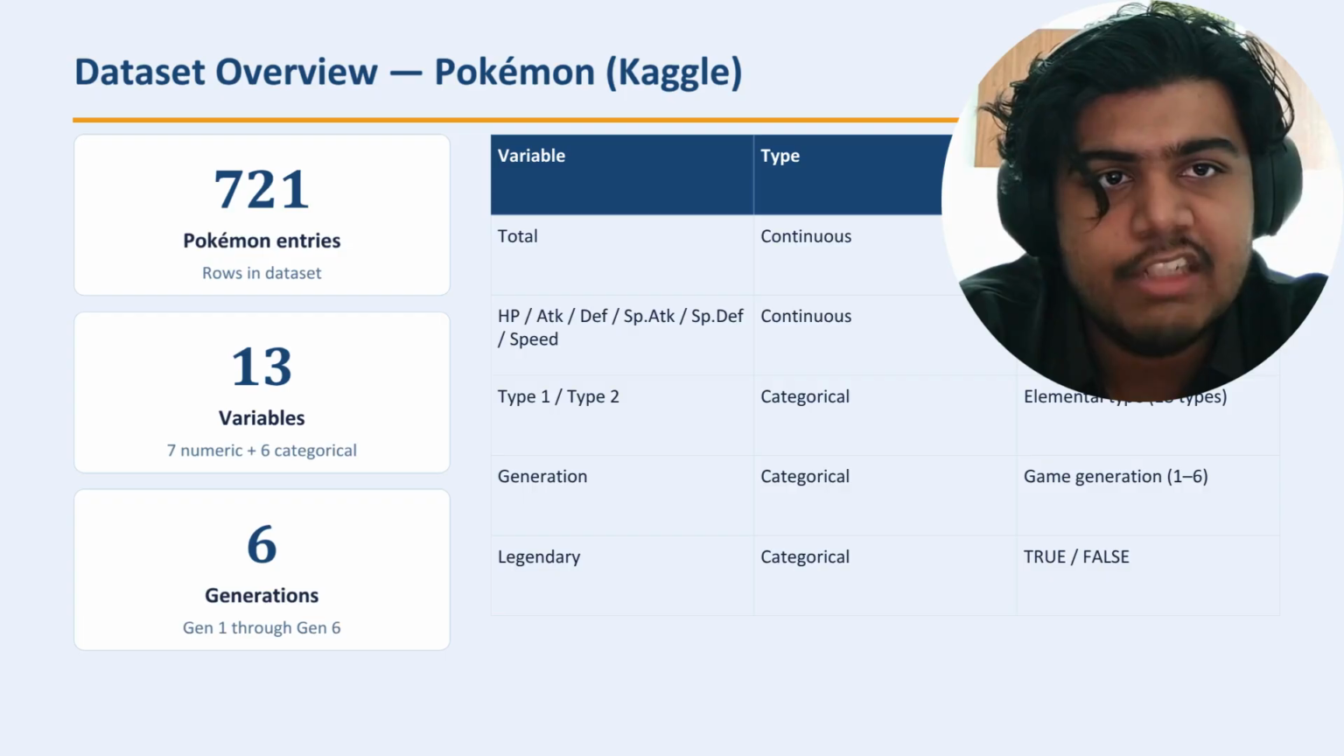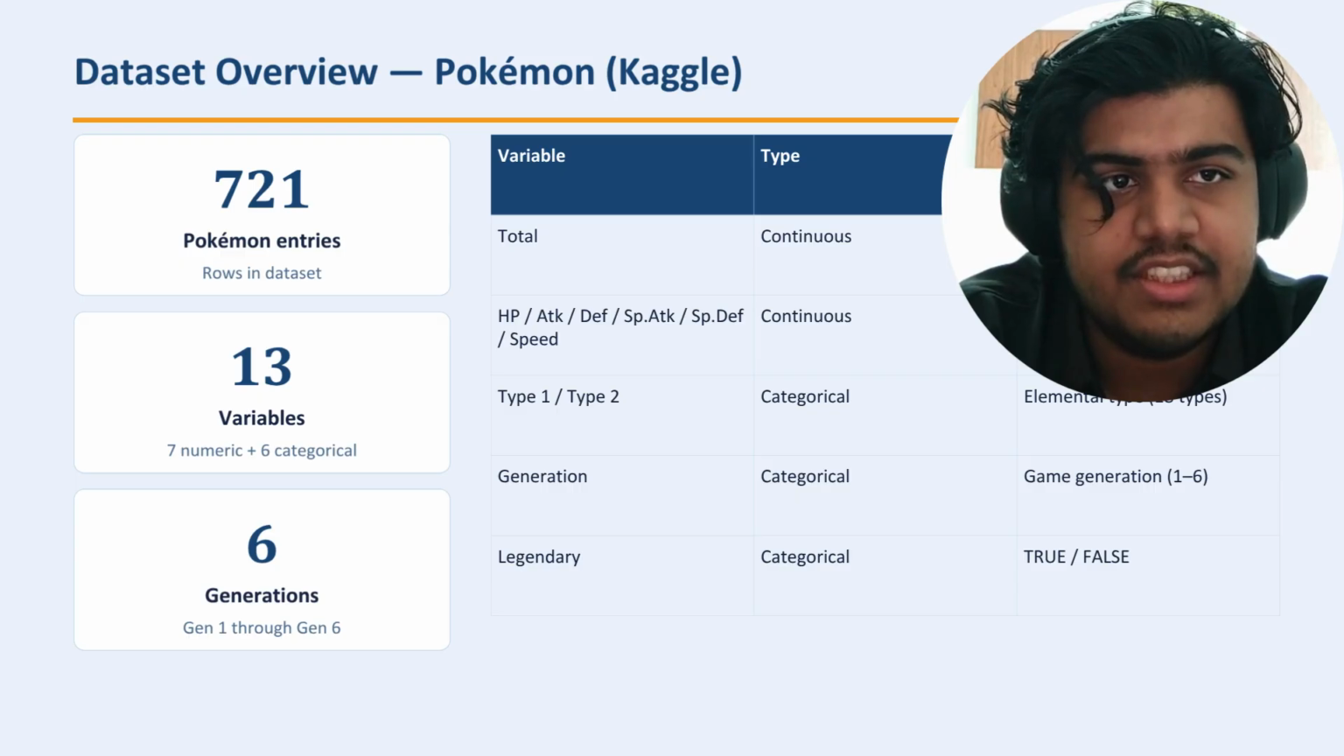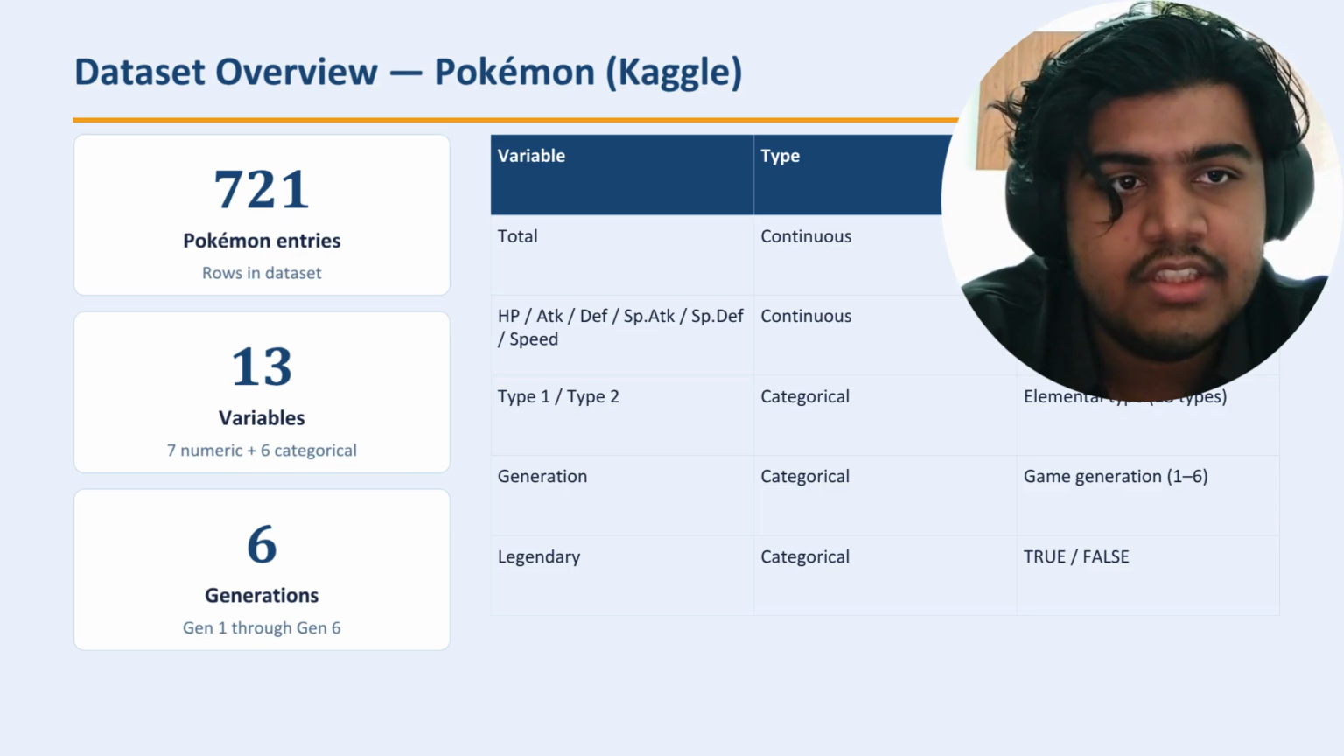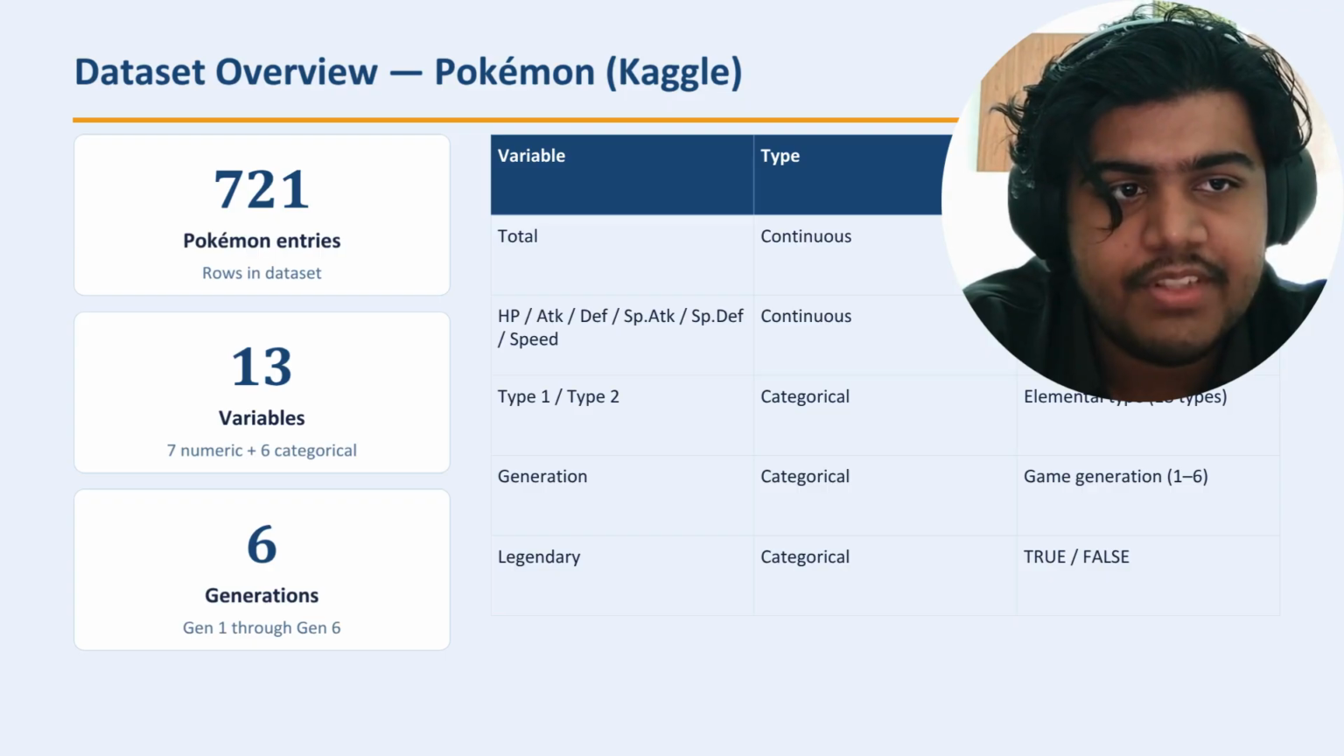Our dataset contains 721 entries described by 13 variables. 7 of these are continuous numeric stats: HP, attack, defense, special attack, special defense, speed, and total, where total is the sum of all 6 battle stats and serves as our main overall strength indicator. The remaining 6 are categorical: Type 1, Type 2, Generation, and Legendary status. The dataset spans 6 generations from Generation 1 all the way through Generation 6. It includes both regular and legendary Pokemon, making it well suited for group comparison analysis.